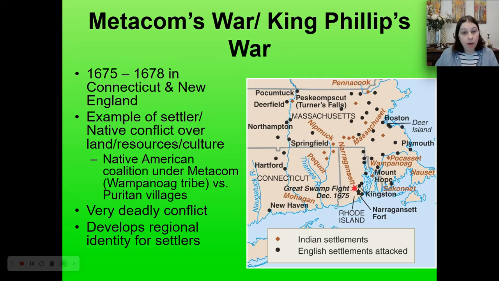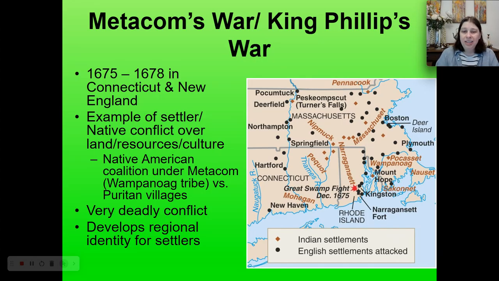A man named Metacom, who was known as King Philip to the English, was a Wampanoag leader. He had rallied the remnants of a bunch of the other New England tribes that had survived up to this point, Wampanoag, Narragansett, Pequot, Nipmuc, to unite and launch attacks on the English settlements. They're trying to stop the expansion of Massachusetts and the Plymouth colonies. A lot of this is going on in Connecticut, which was where a lot of the expansion was happening at the time.